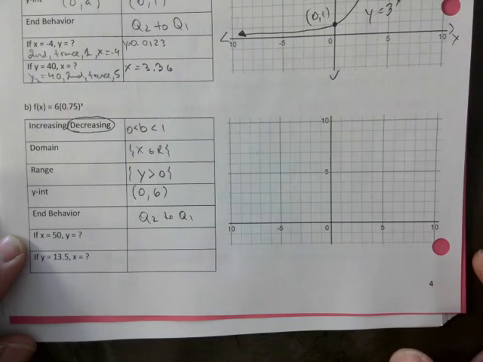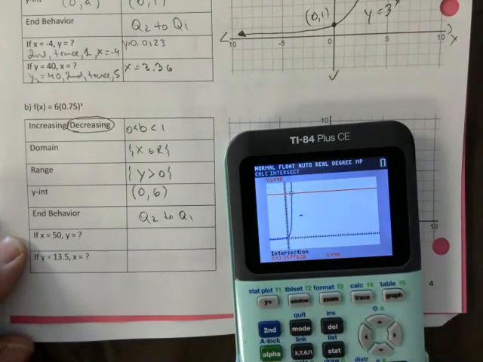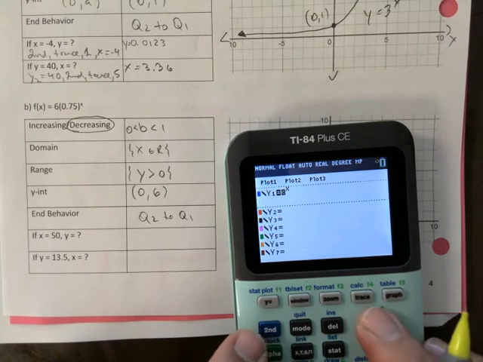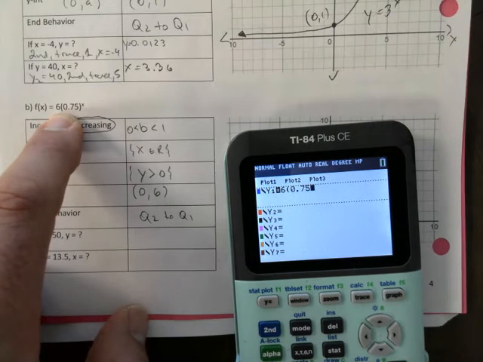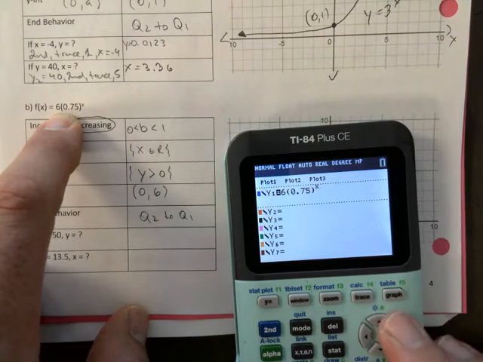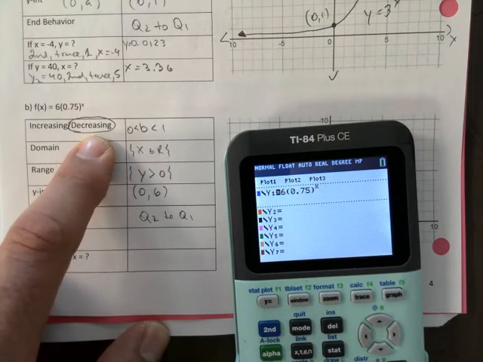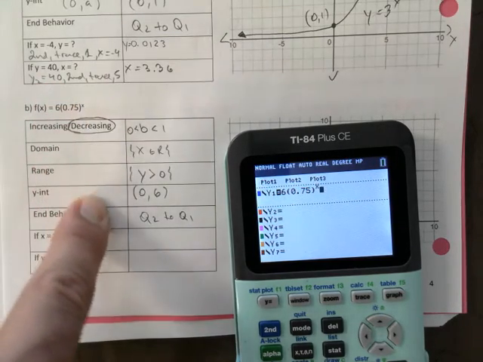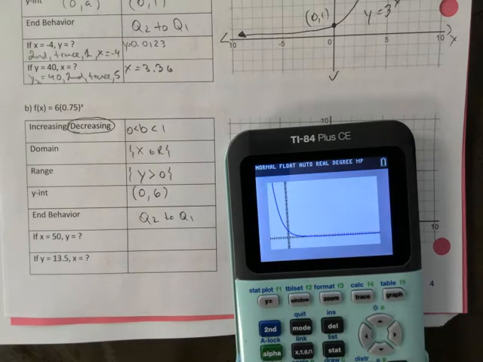And then when x equal to 50, what's y? We're going to figure that out. So I'm going to clear everything. I'm going to enter this, watch. So clear 6. I use brackets to the power of x. I would encourage you to enter that. We know that it's decreasing, so we're expecting it to come from the left and down through the y-intercept. Hit graph. There it is.